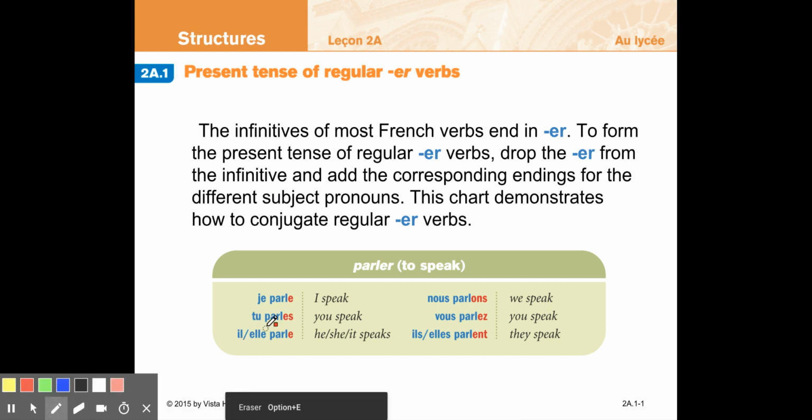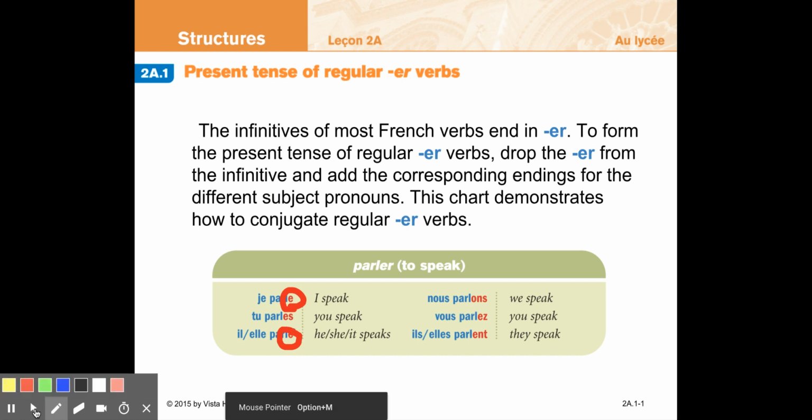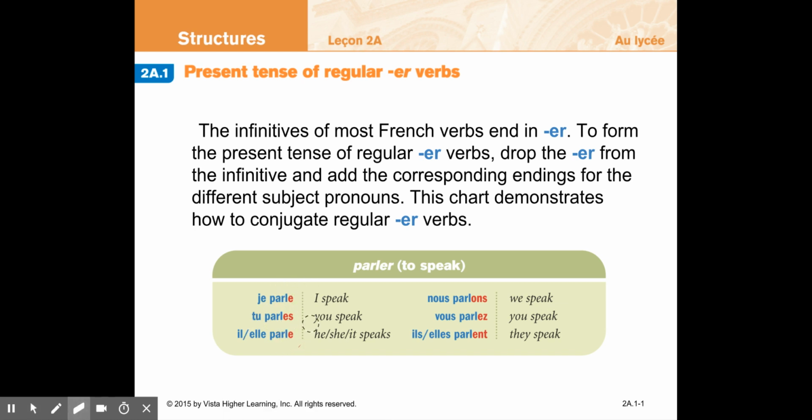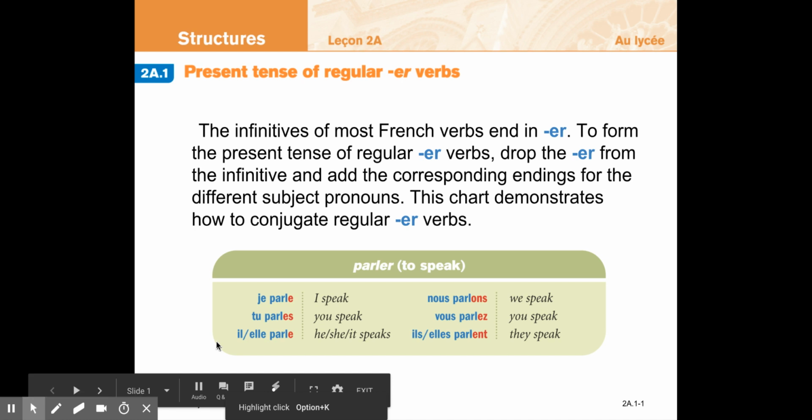Also note that here we have an E as the ending for je, and we have an E for the ending of il or elle. So just kind of pay attention to the fact that those two verbs have the same subject endings. So you've really got to pay attention to who is speaking when you're going through and you're reading things.